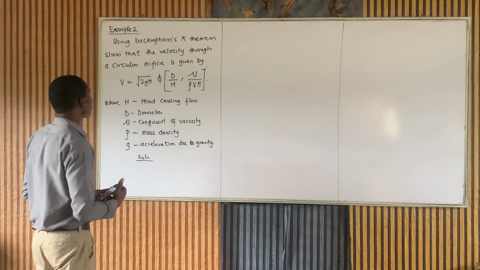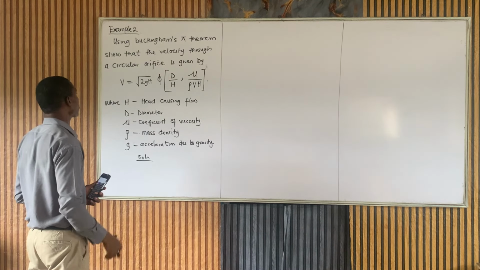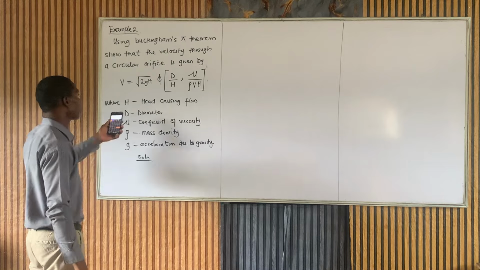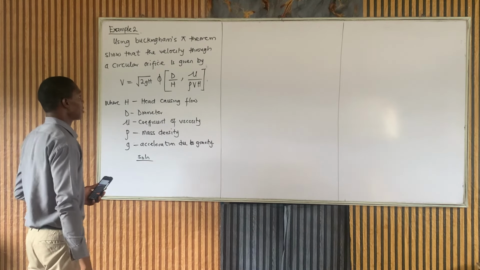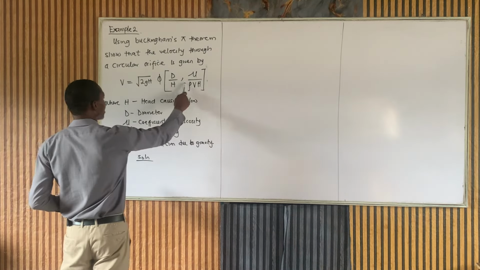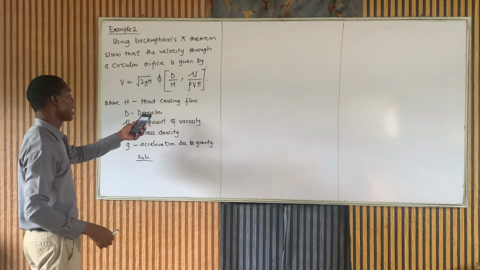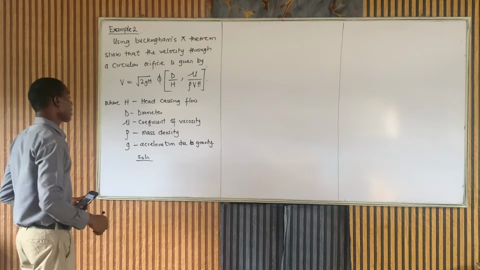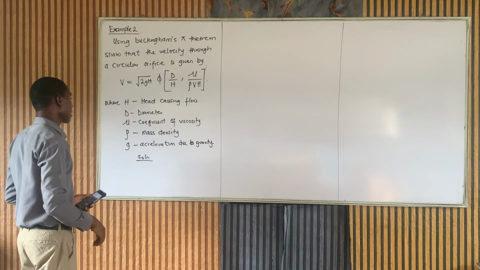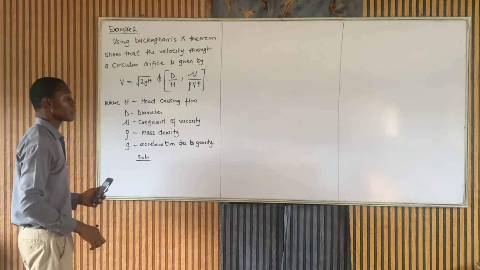So example 2, using Buckingham Pi Theorem, show that the velocity through a circular orifice is given by v is equal to square root of 2gh times a function of diameter over h and viscosity over density times velocity times h. H is head causing flow, d is diameter, mu is coefficient of viscosity, rho is mass density, and g is acceleration due to gravity.